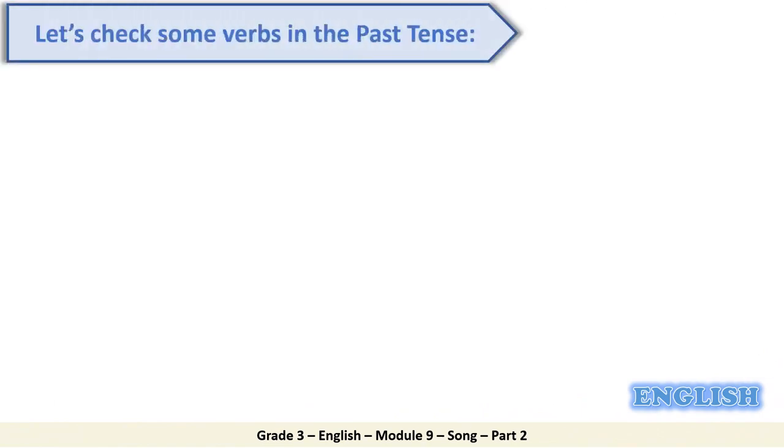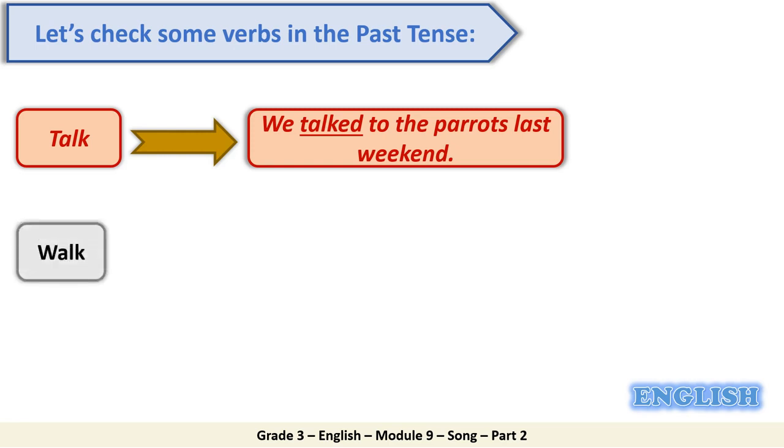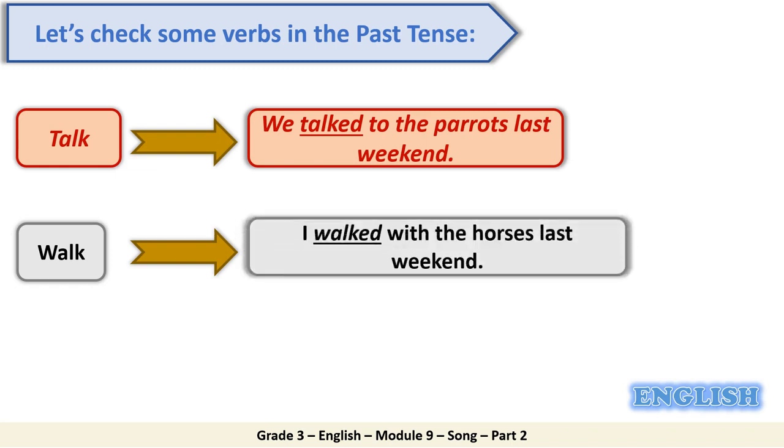Let's check out some verbs and their form in the past tense. We will begin with the verb talk. Can you give me an example using the verb talk in the past tense? Wonderful, my dears. We talked to the parrots last weekend. Let's move on to another verb, the verb walk. Can you give me an example in the past tense? Very good, my darlings. I walked with the horses last weekend.